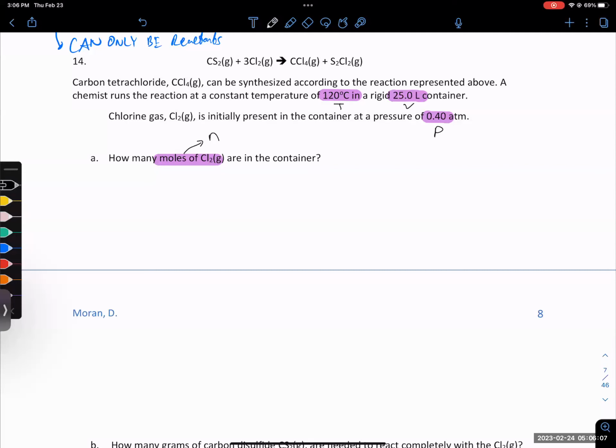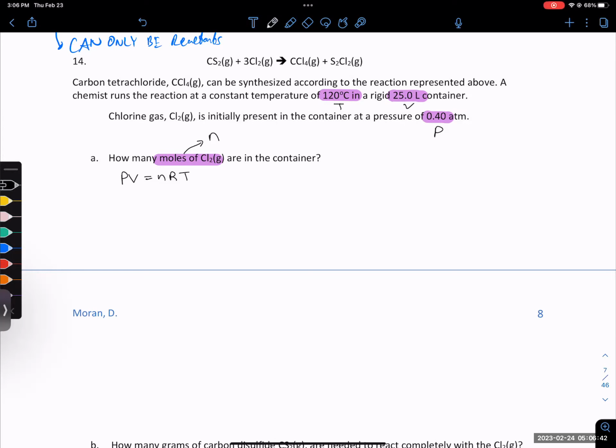From memorizing all the gas equations, we would know that there's only one equation that encompasses all of these variables. Which equation is that? PV equals nRT. Yeah, that. Or whatever you want to call it. So pressure times volume is equal to the moles times R times T.